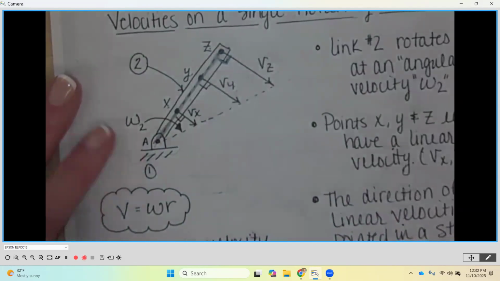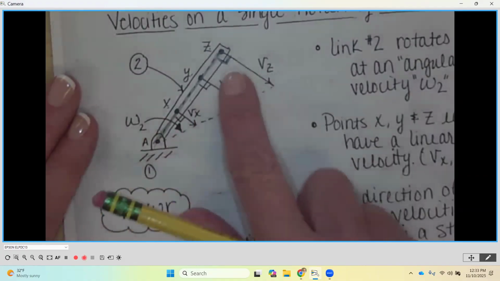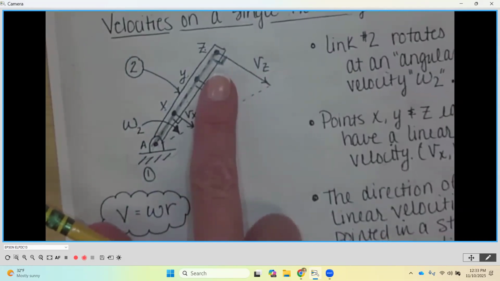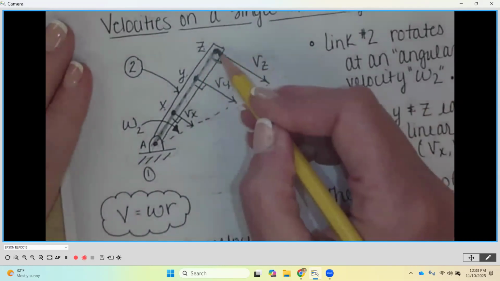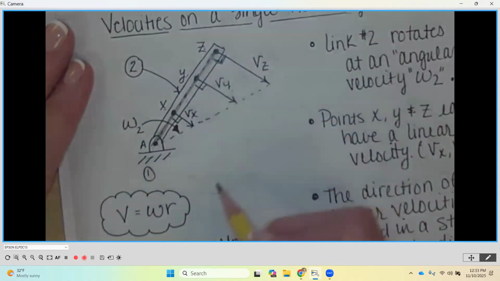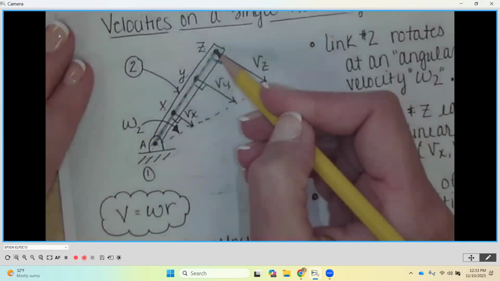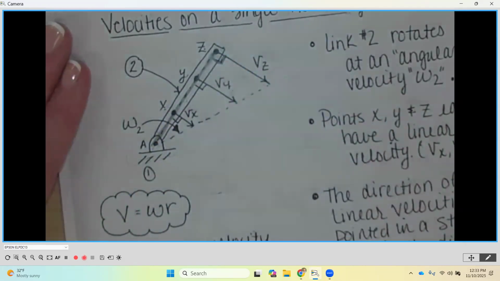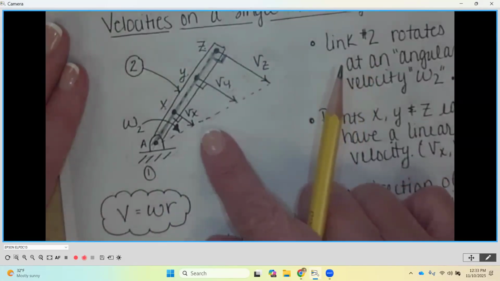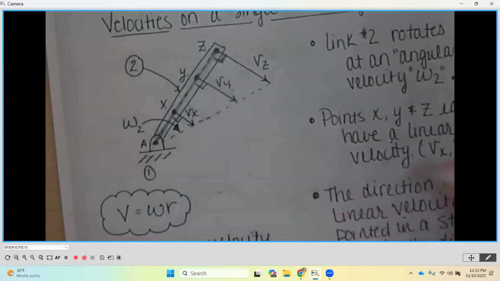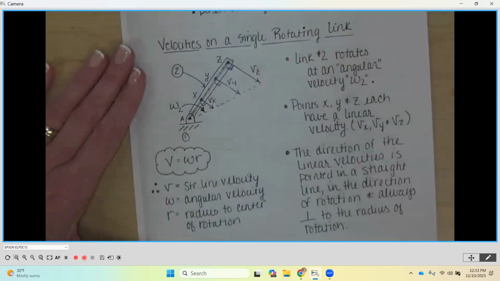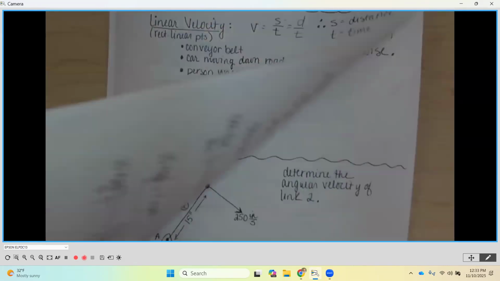Okay. So if I know the direction of rotation of the entire link here, I know the direction of the straight line velocity component to be perpendicular to the radius back to the center of rotation, and it's going to be pointing in the direction of rotation. It would not be going up and to the left here. It has to go in the direction of rotation, okay? I see that very same thing for Y and for X, okay?